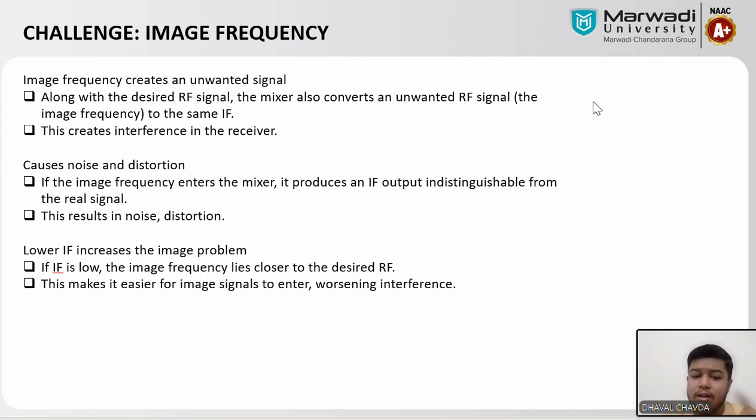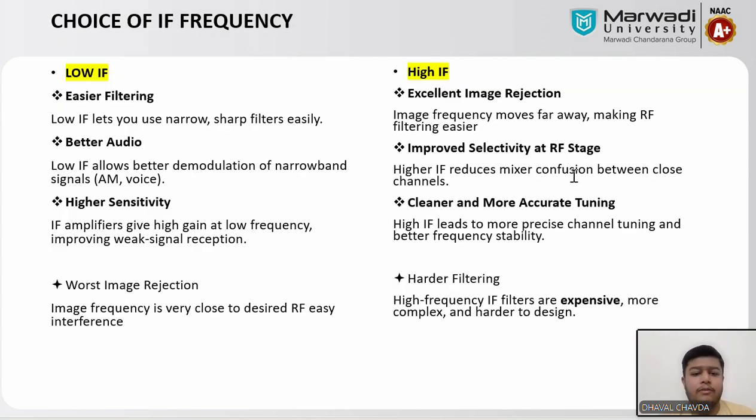So here the villain is image frequency and the hero is high IF. The higher the intermediate frequency, the farther the image frequency. What do I mean by low IF, high IF? See, the choice of IF frequency. Low IF is easier to filter. As we discussed, if the frequency is stable or lower, our receiver can receive very efficiently as selectivity and sensitivity improve.